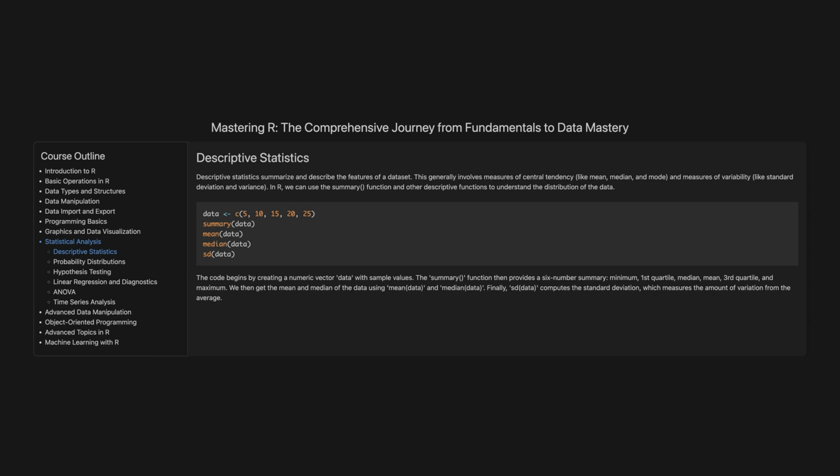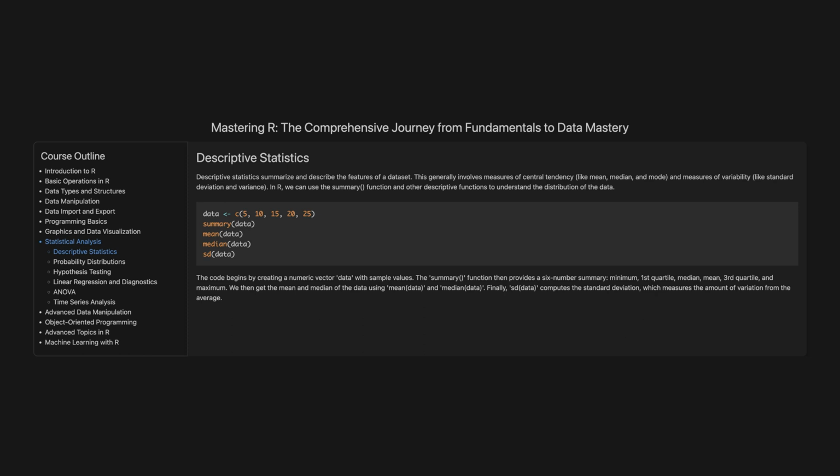Descriptive Statistics. Descriptive statistics summarize and describe the features of a dataset. This generally involves measures of central tendency, like mean, median, and mode, and measures of variability, like standard deviation and variance. In R, we can use the summary function and other descriptive functions to understand the distribution of the data.